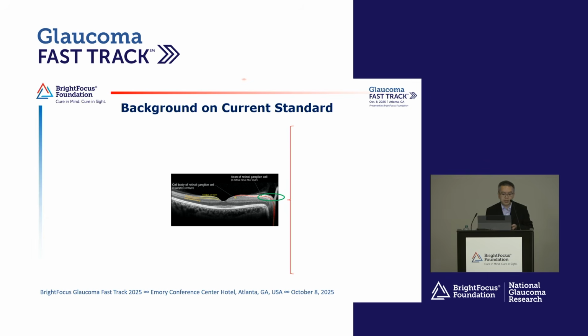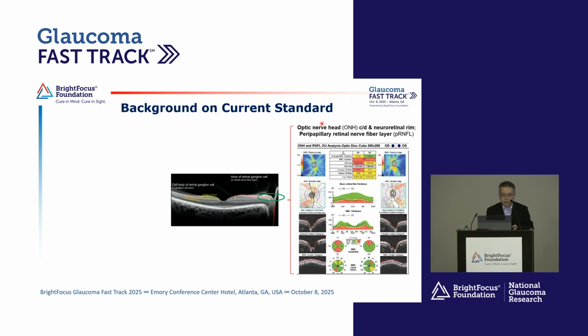For example, one of the most popular reports is to examine the optic nerve head cup-to-disc ratio and also the neuroretinal rim. In addition, you can also evaluate the peripapillary RNFL using this report. You can see there's an overall thickness map of each eye.